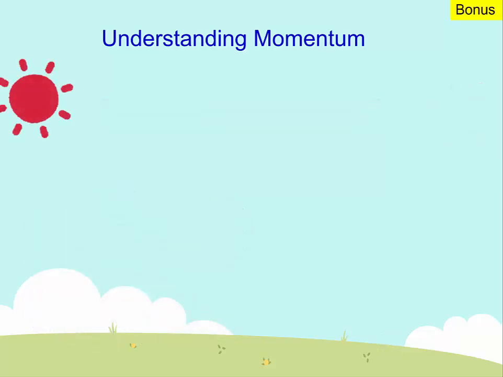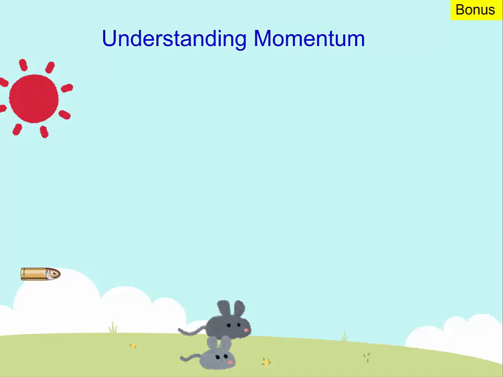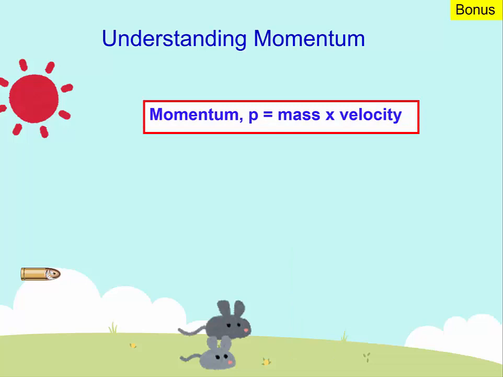Let's look at another scenario now. Okay, now we have the rat and we have flying bullets. Which one will do more damage? Of course, it's the flying bullet, right? Unless you tell me you are Doraemon, then you are more scared of the rat. Why does a bullet do more damage?